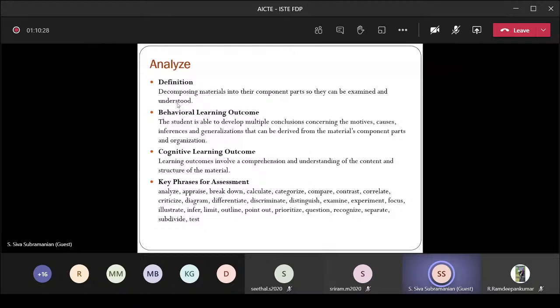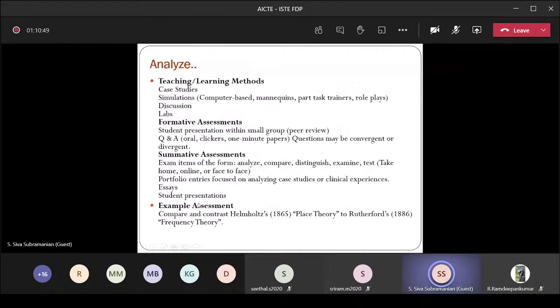And here the learning outcome is that the student is able to develop multiple conclusions concerning the motives, causes, inferences, generalizations. He not only knows how to do it, he also will come to know how not to do it. Okay. And here the outcome is, yes, it is on the comprehension, understanding the content and structure of the material, right? These are the key phrases. And for the teaching methods, you will come across simulations, laboratories, where discussions should happen, right? And when it is a discussion, then you will surely come out with a student presentation in a group, right? Individual presentations do not improve the level of cognitive learning, but a group presentation will surely kindle the minds of the individuals, right?